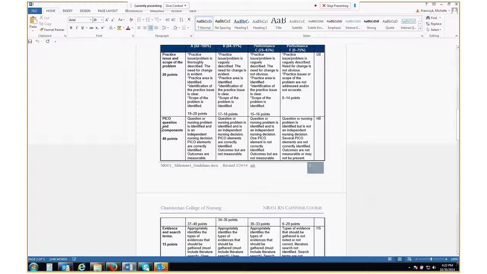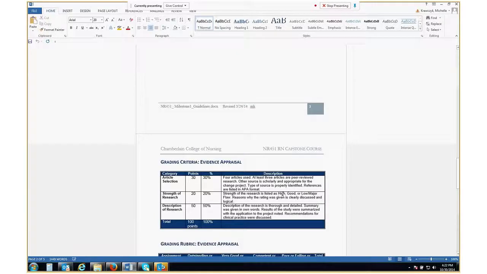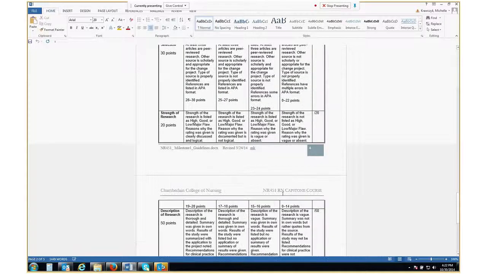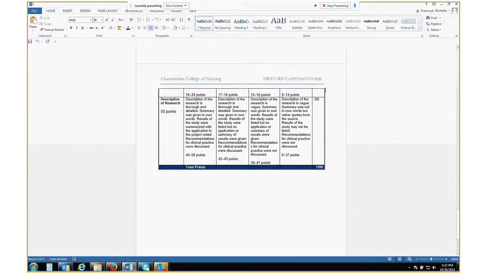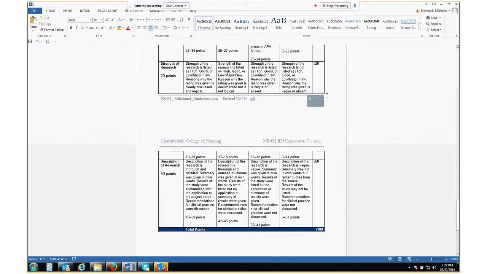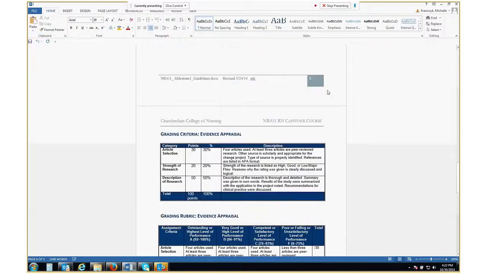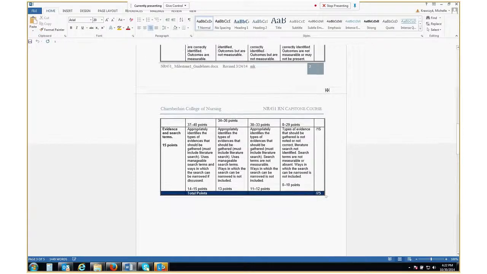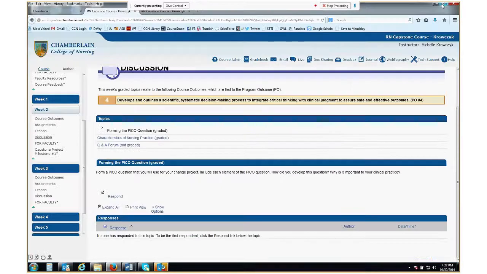So make sure that you look at these because they are very important to make sure you get all the points possible. This assignment is worth 175 points, so it's a good chunk of your assignments. You want to make sure that you do a good job and that it's very thorough. I'm here for you if you need anything, so please don't hesitate to give me a call or shoot me an email and I will respond.